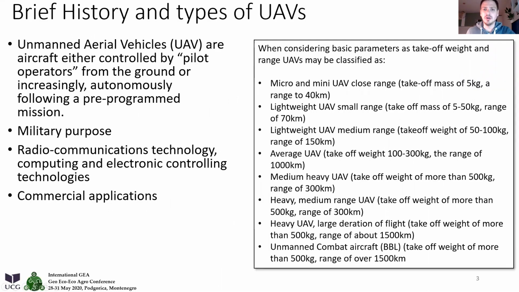Unmanned aerial vehicles, or drones, are aircraft either controlled by pilot operators from the ground or flown on a pre-programmed mission. In the past, UAVs were used exclusively for military purposes, but today drone systems are very easy to operate and are increasingly used for commercial purposes. As you can see from the list on the right, there are numerous types of drones classified by weight and range, and they can be from micro and mini UAVs to big combat aircraft.